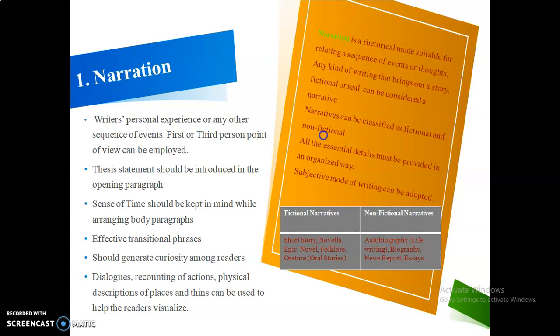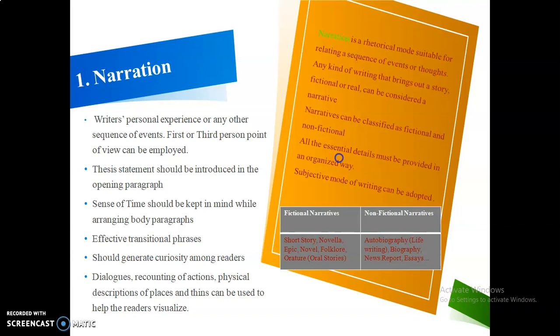So fictional narratives obviously give us imaginary or imaginative stories, whereas non-fictional narratives give us realistic stories or stories from real life. So all the essential details must be provided in an organized way in a narration. Okay, in a narration, all the essential details should be given in an organized way. What happened first, then secondly what happened, then after that what happened. In that order, we have to give all the details.